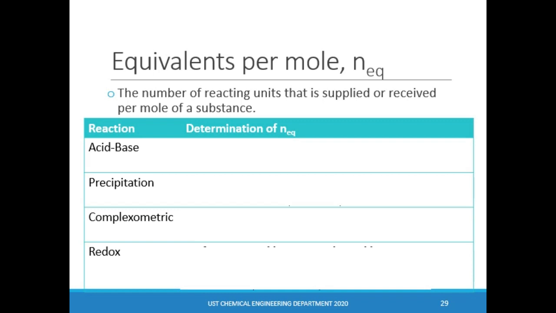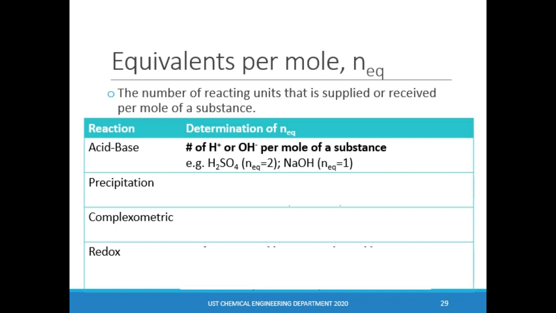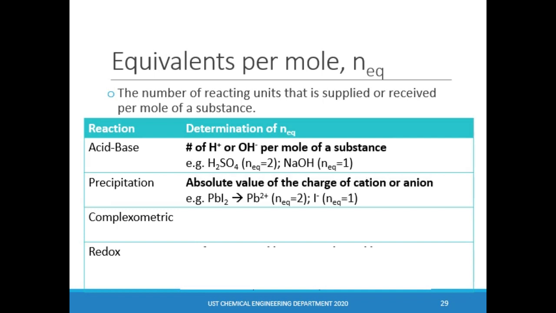For acid-base reactions, the factor N is equal to the number of H+ or OH- transferred by an acid or base respectively. For example, the factor N for sulfuric acid is 2 because it has two H+ ions that can be transferred in the reaction, while the base sodium hydroxide has a factor of 1. For precipitation reactions, the factor N is equal to the absolute value of the charge of the cation or anion participating in the reaction.